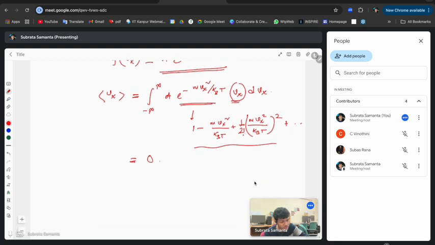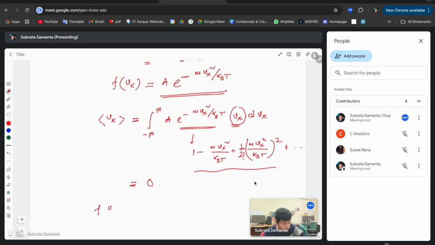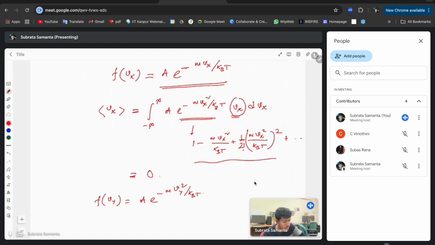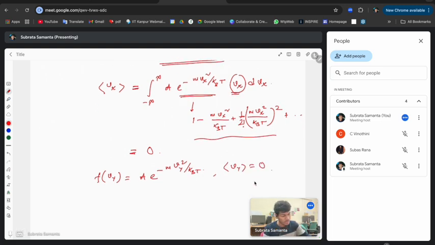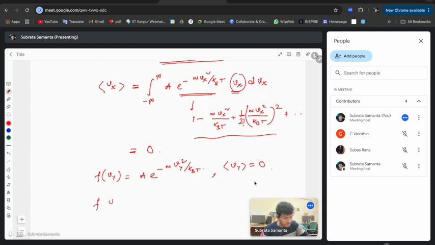Right. So similarly, if we compute f of vy, it is basically a times e to the power minus m vy square over kT. Again, if you compute vy average, it gives 0. And similarly for z, f of vz is a e to the power minus m vz square over kT, and if you compute vz average, it gives 0. So individually they all give 0.